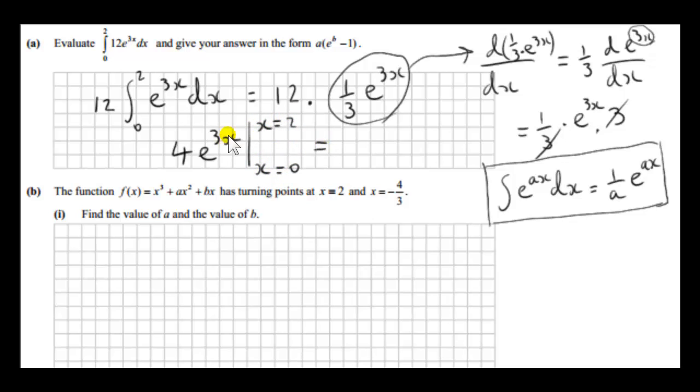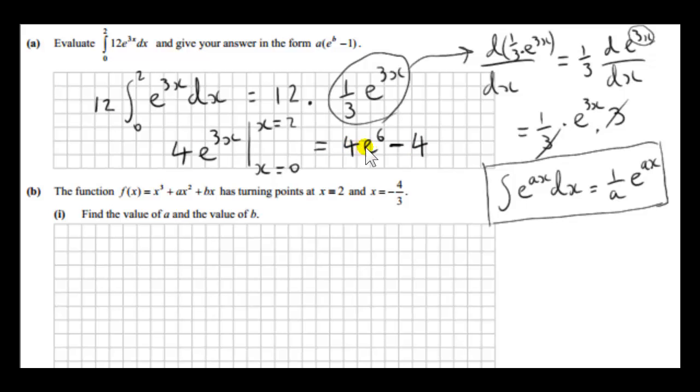So we plug in the upper limit, which is 2, so we get 4 e to the 3 times 2, or 4 e to the 6, and then we have a minus sign. Next we write this out, replacing x with the lower limit, which is 0. So that's going to give us 4 e to the power of 0. Well, e to the power of 0 is just 1, so we get 4 times 1, which is 4.